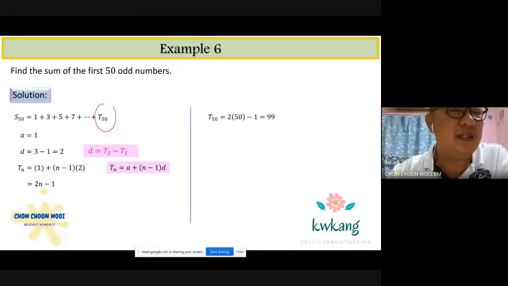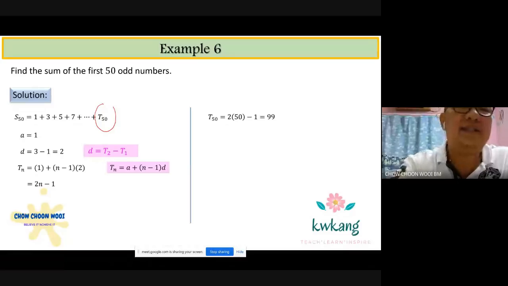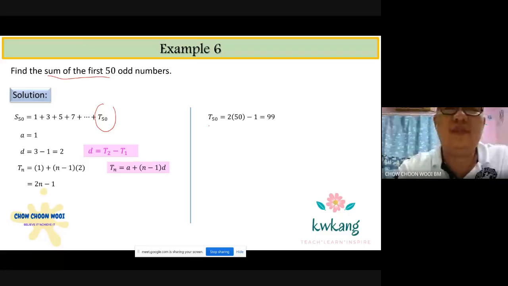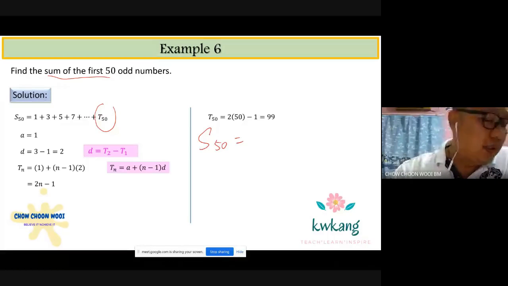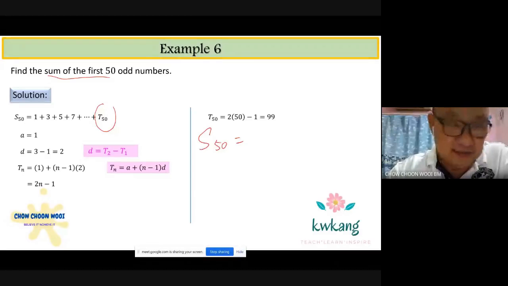99. Now can you please find the sum? Dia bukan suruh cari T50. The sum of the first 50 terms. So you need to find S50. So, wah, 99 bintang. 5 bintang pun letih dah.